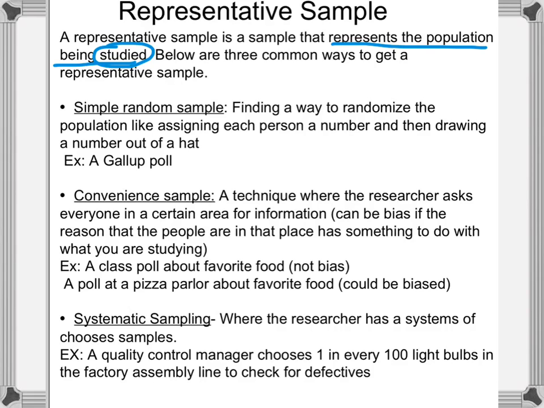So you can do a simple random sample, find a way to randomize the population, like assigning each person a number, and then drawing that number out of a hat. Okay, so an example of this would be a Gallup poll.